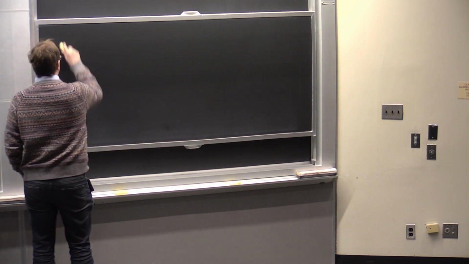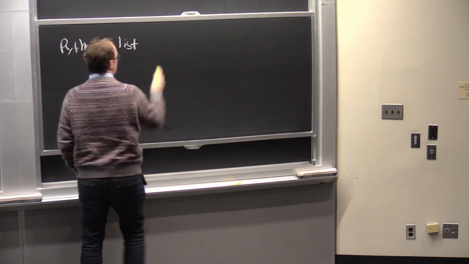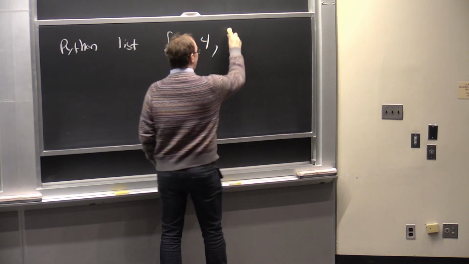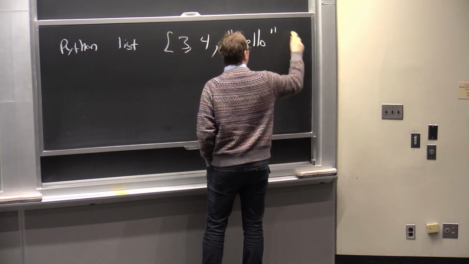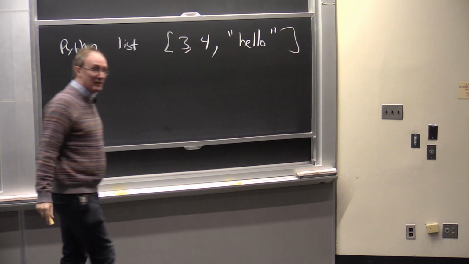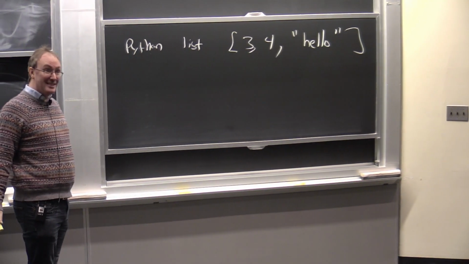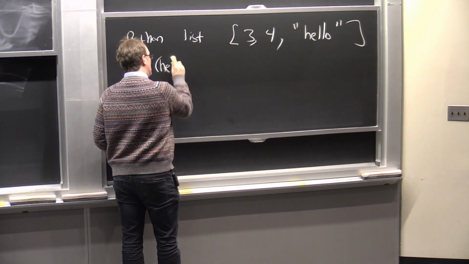So what is a Python list? Right? So you can have 3, 4, right? A Python list is a bunch of objects, Python objects, but the Python objects can be anything. They can be any type. So it's completely heterogeneous types.